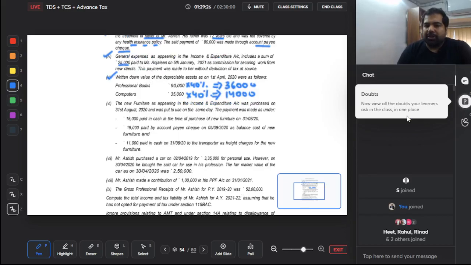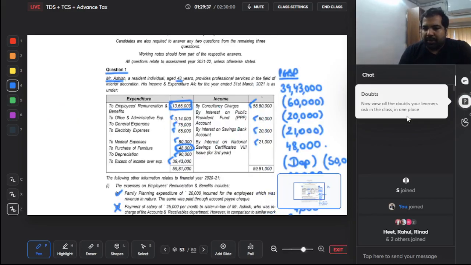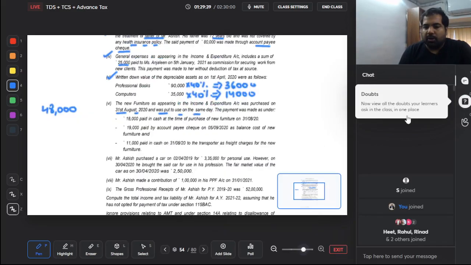The new furniture as appearing in the income and expenditure account was purchased on 31st August and put to use on the same day. That means on that 48,000, will I get full year's depreciation? Yes, on that 48,000 I should get full year's depreciation. But wait guys, 18,000 was paid in cash, so sorry, for cash I will not get anything. So this is 30,000. On that can I take, let's say 19,000 paid by account payee cheque, that is perfect, and 11,000 paid in cash to a transporter as freight charges.